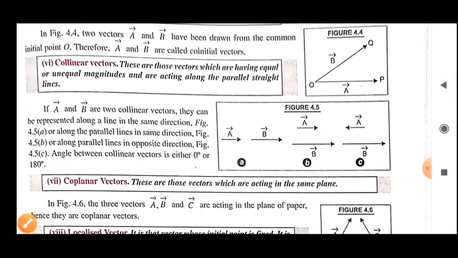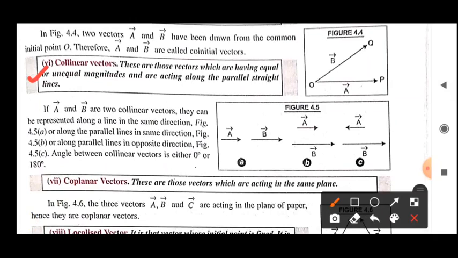Now let's see the next one, that is collinear vectors. These are vectors having equal or unequal magnitudes and acting along a parallel straight line. Here they only have to be parallel to be collinear. All these examples given here are examples of collinear vectors. In the first one, they are parallel along the same direction; in B they are also parallel along the same direction; and now they are in opposite directions.